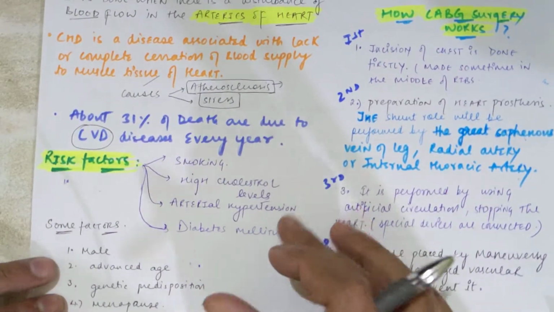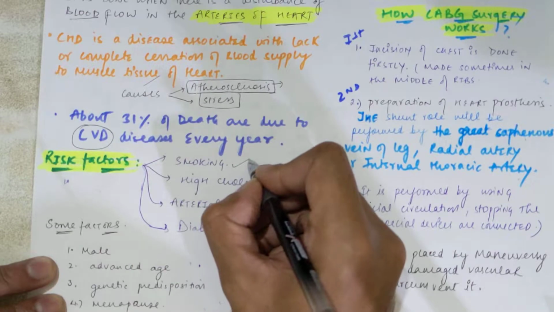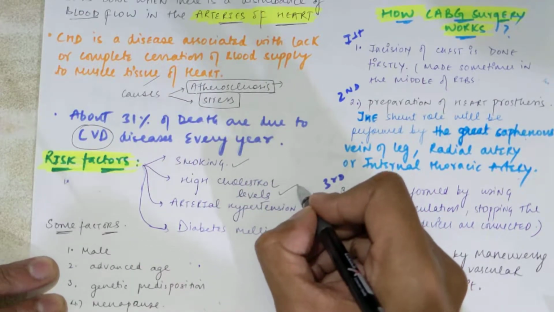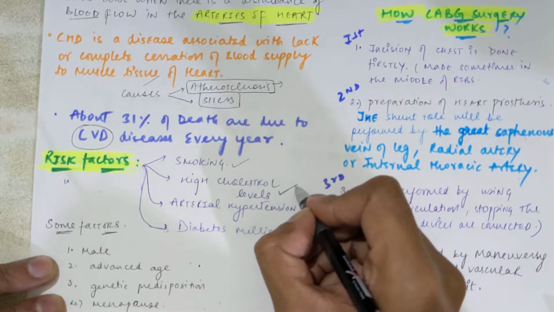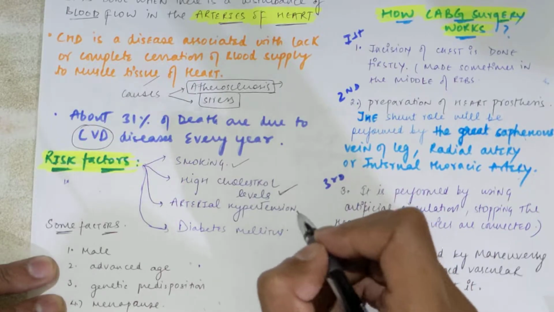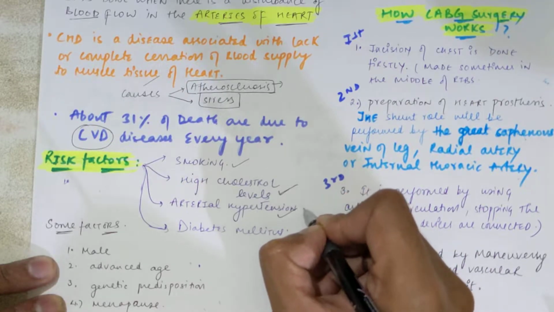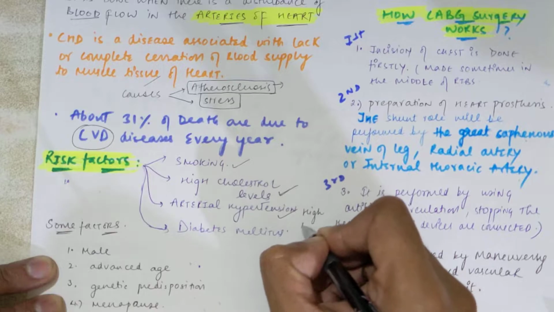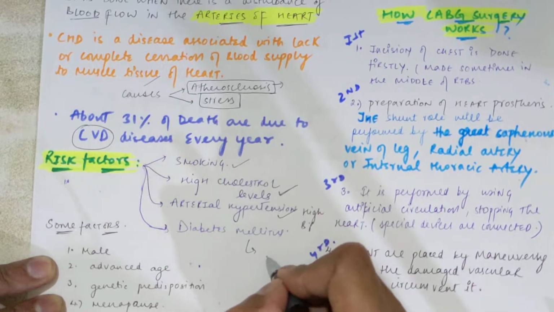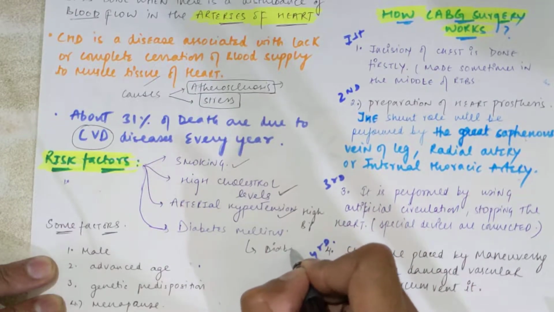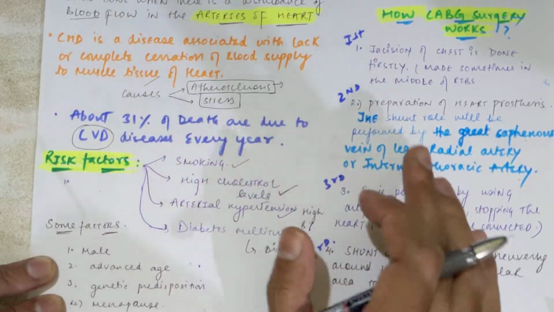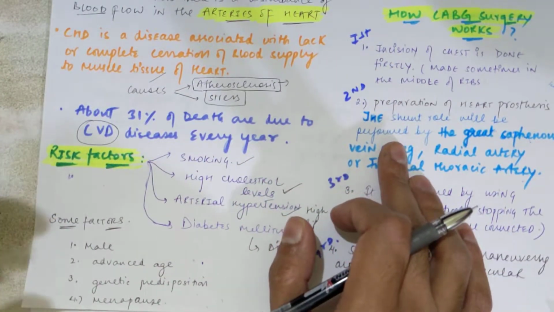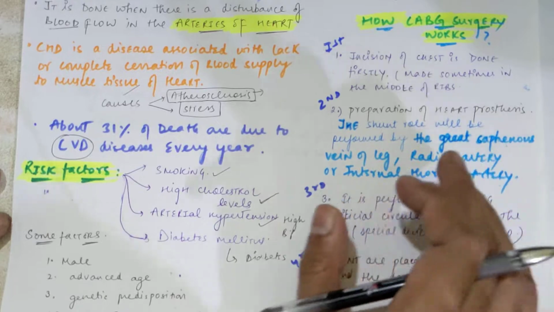Now the risk factors, you can see. We have persons who smoke, persons with high fat levels, or you can say high lipid levels in the blood, that is cholesterol levels, people who have high blood pressure, and people who are suffering from diabetes. These persons are more susceptible to coronary heart disease or diseases related to the heart.